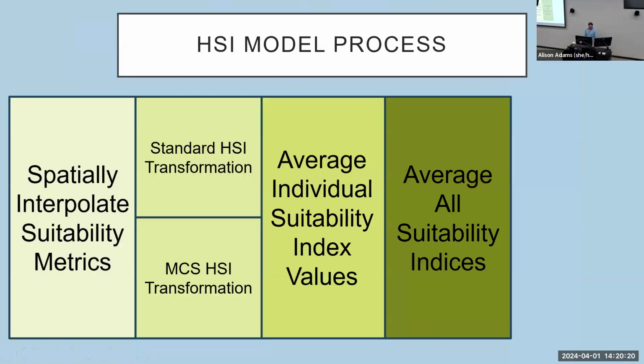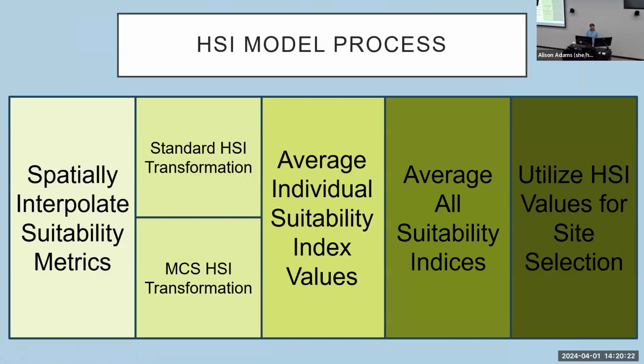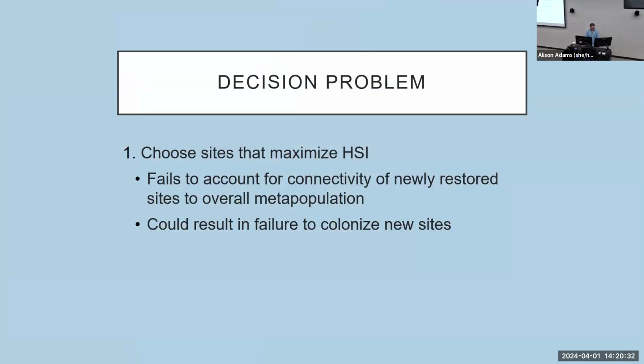That's great. However, are these actually impactful, right? Whenever we utilize these HSI values for site selection procedures, does it actually change our decision-making process? So a standard decision problem for using HSIs is that we just choose sites that maximize our HSI. We have all of our sites in a list, and we look at the ones that have the highest values and say, we'll choose those. This fails to account for the connectivity of our newly restored sites to the overall metapopulation. As I mentioned, we need these sites to actually get new individuals for the population dynamics to start.